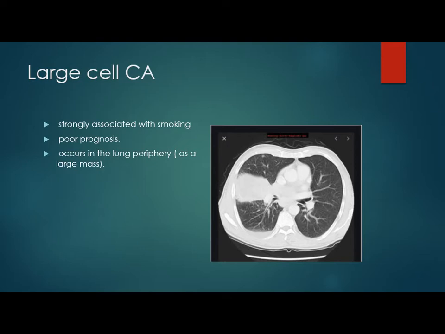Other types, you have the large cell cancer, which is strongly associated with smoking, poor prognosis, occurs as a large peripheral pulmonary mass.